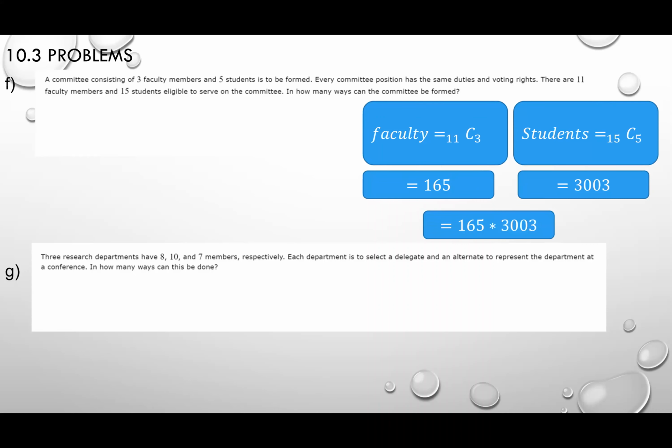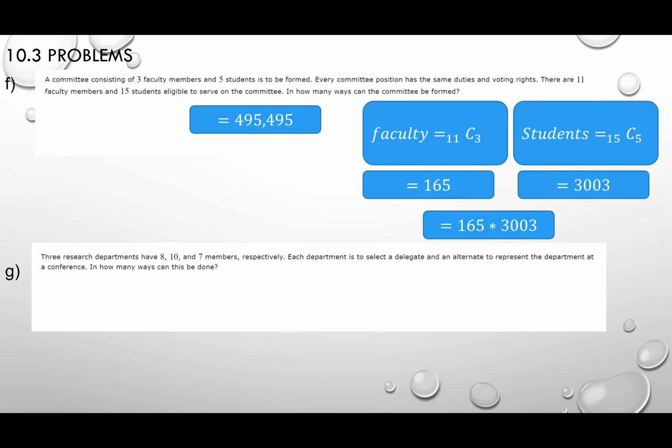The fundamental counting principle tells me that if I know this much for the faculty and this much for the students, all I need to do is take the 2 items and multiply them. And if I multiply them, the answer I get will be 495,495 different ways.